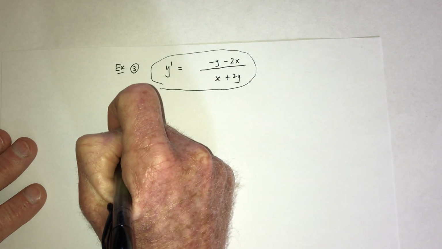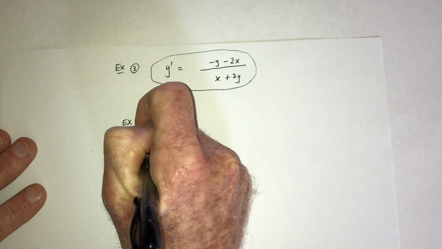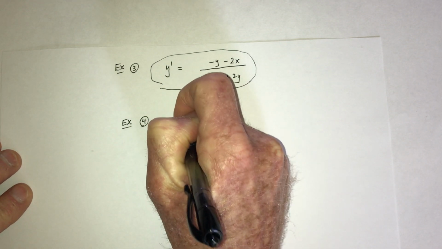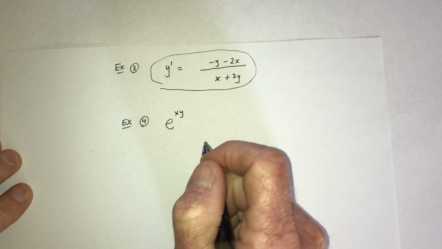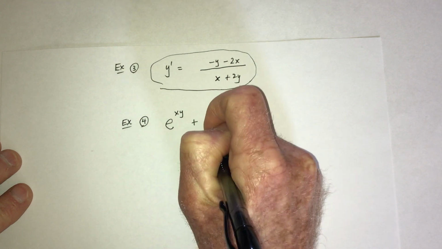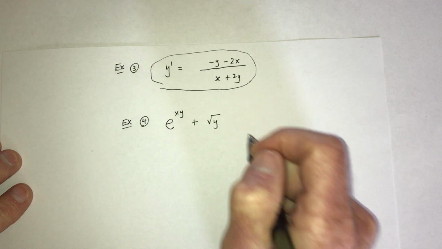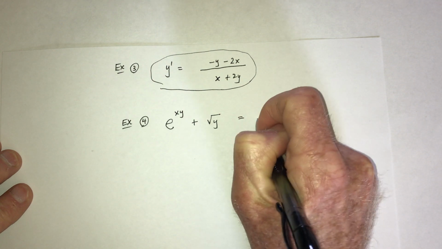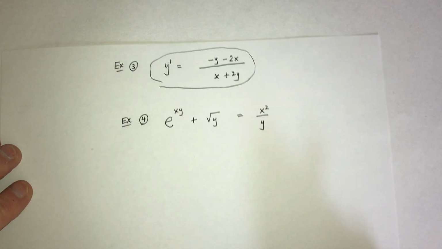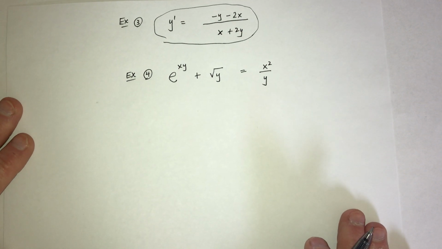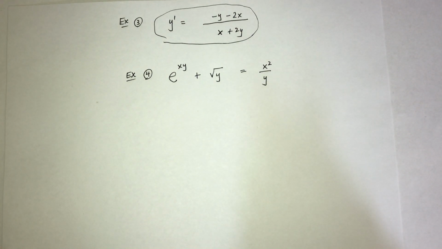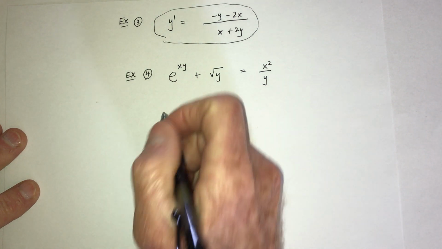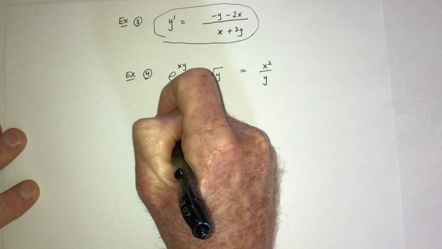So for example number 4, how about that e to the xy plus the square root of y, and then equals x squared over y, that one that I started with at the beginning. Now let's take the derivative. So on the left side, the derivative of the e function is the e function.